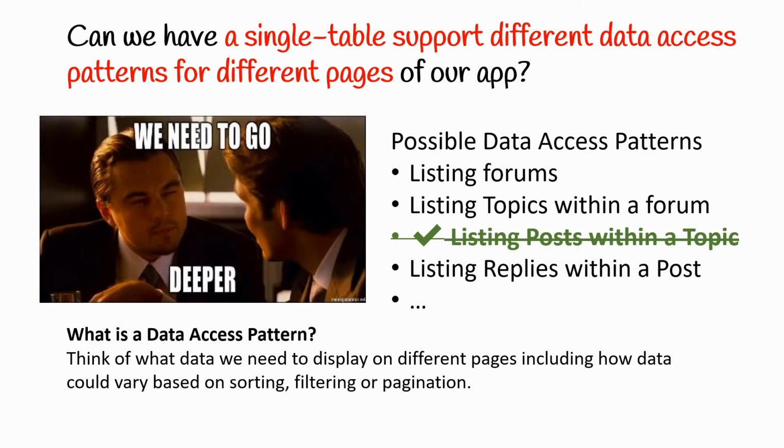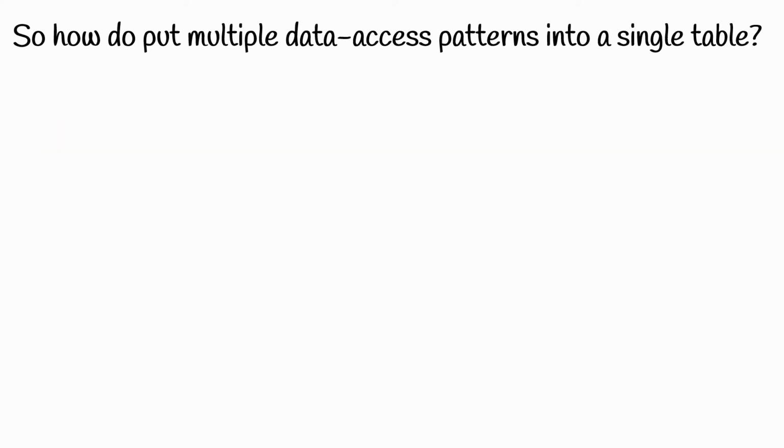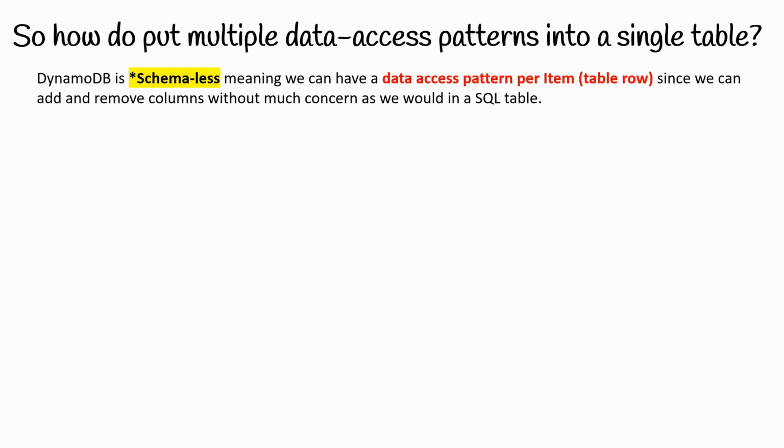So let's go deeper. So how do we put multiple data access patterns into a single table? Well, DynamoDB, like you can't do this really well with SQL, but you can do it with DynamoDB because it's schemaless. Okay, it means that we can add or remove columns without much concern, because we're not conformed to a very strict schema. Now, we still have to design our schemas up front, but the point is that we can mix and match stuff, okay?